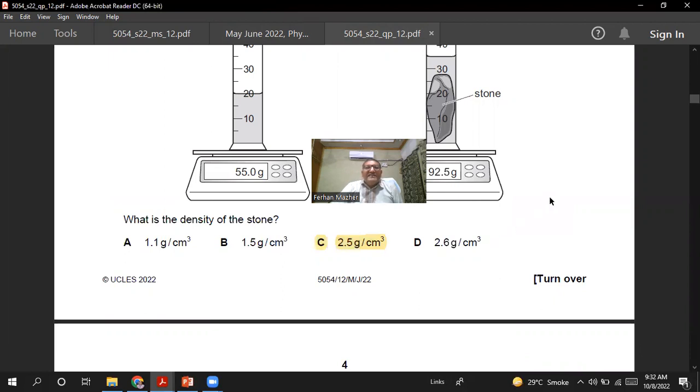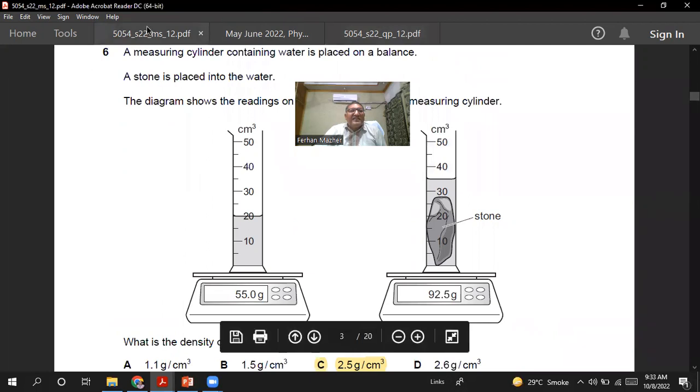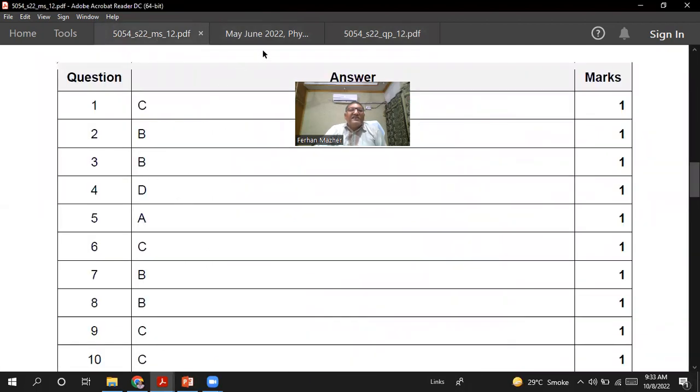So I think C is the right choice. It looks that C is the right choice. Question number six, C looks the right choice. Yes, sir, C is the right choice.